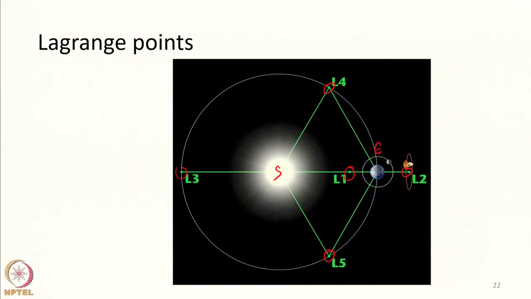Of these, the 3 points L1, L2 and L3 are located along the line joining the Sun and Earth. L1 is between the Sun and Earth, L2 is beyond Earth, and L3 is beyond the Sun. L4 and L5 are at the vertices of equilateral triangles. One vertex is the Sun, one vertex is Earth, and the other vertex is the L4 point. Similarly, for L5, one vertex is the Sun, one is Earth, and another is the L5 point.